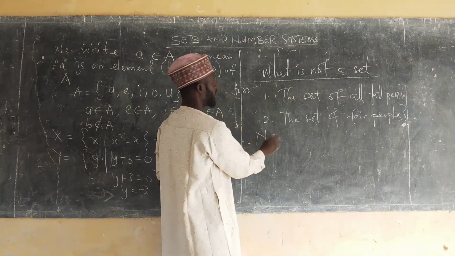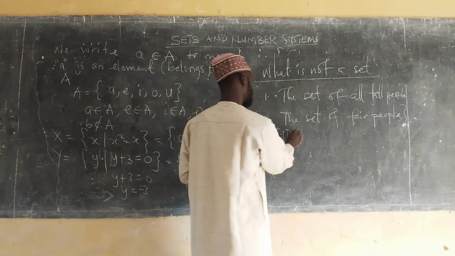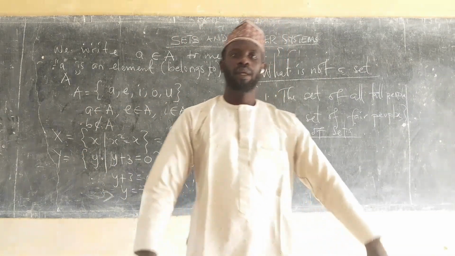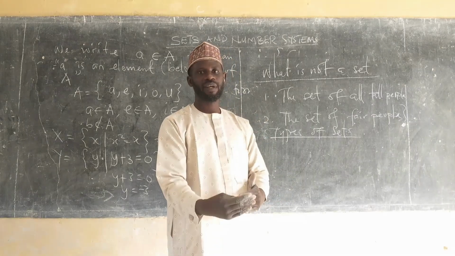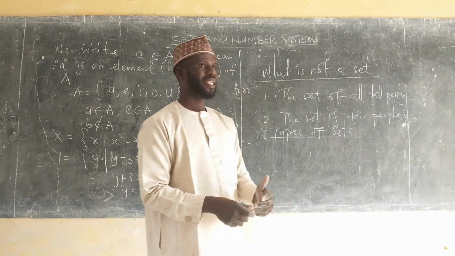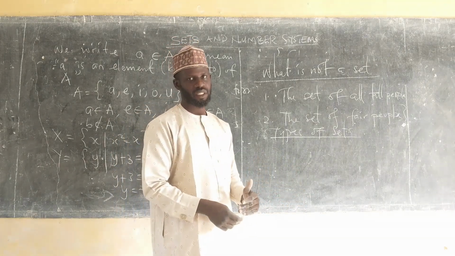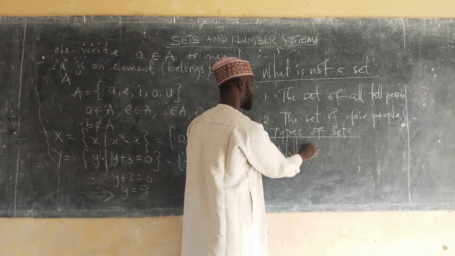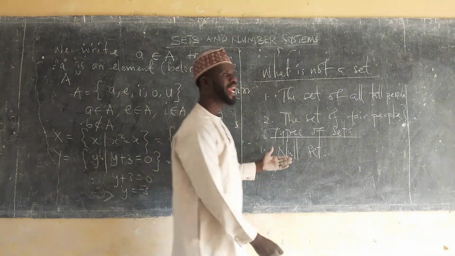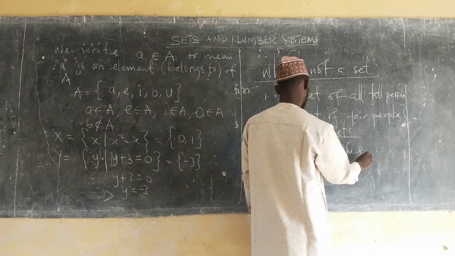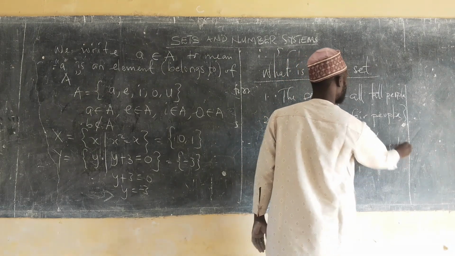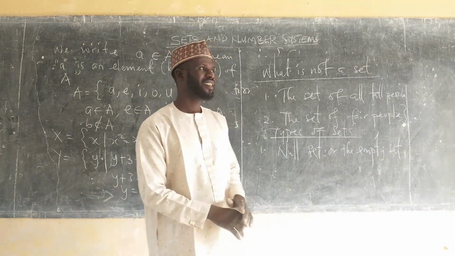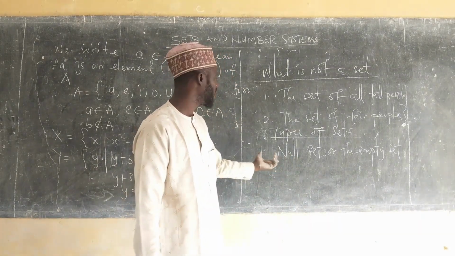So let's look at examples of types of sets. We name sets based on either the number of items in the set or the type of items, the way the set is being constructed. Number 1, the null set, or we call it the empty set. This is a set without members. No member in that set. Then we call it a null set.